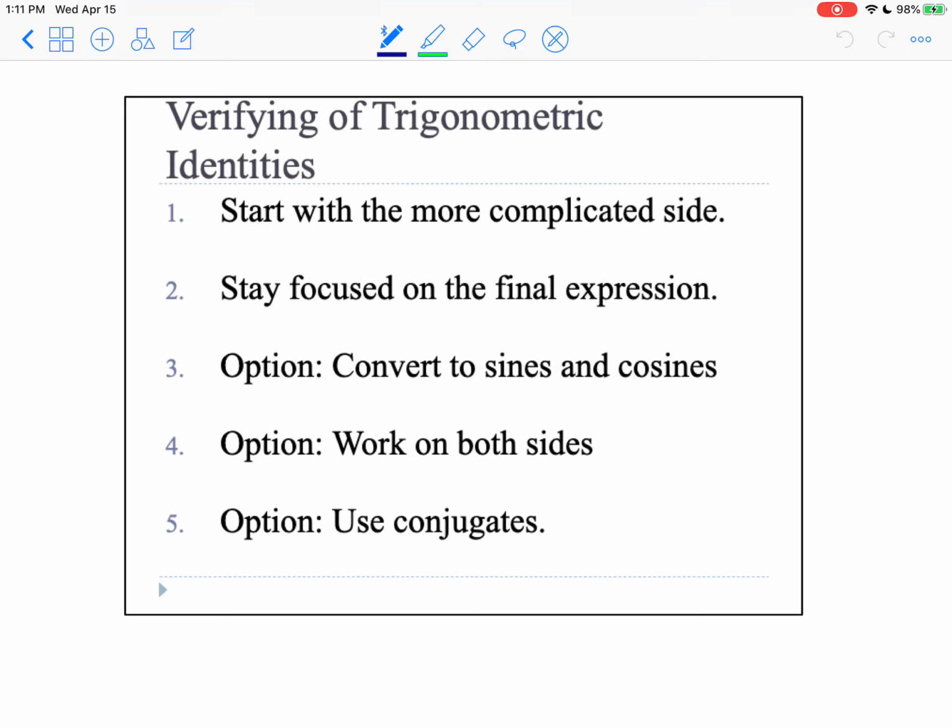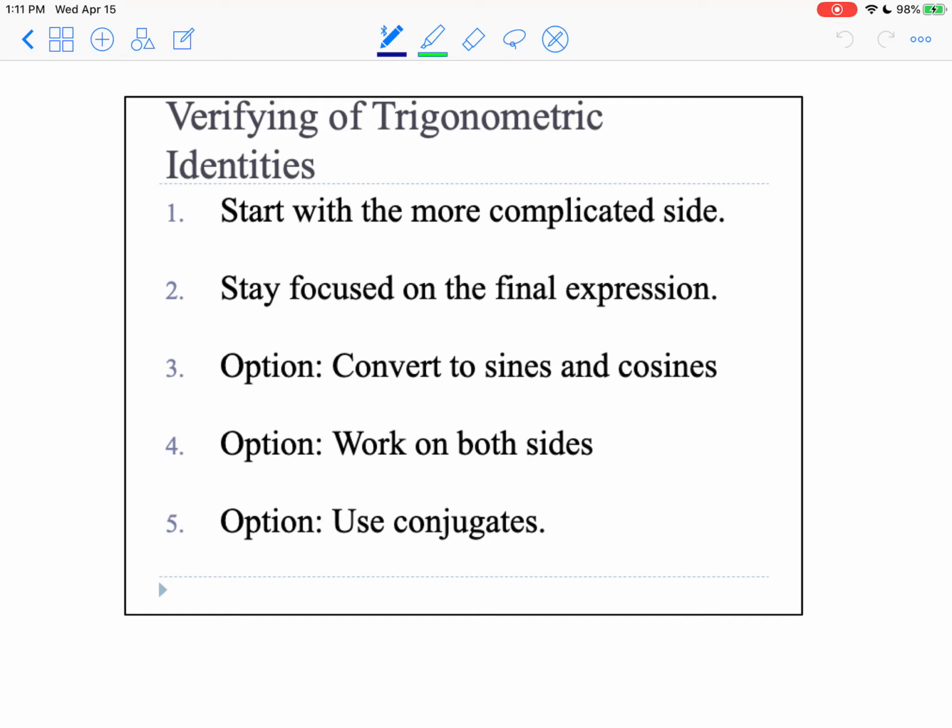Hey everybody, we're back. Before we start actually verifying some trig identities, I want to talk about the strategies that we're going to use. The first two are ones that we are always going to use, absolutely every single time. We're always going to start with the more complicated side, and we're always going to stay focused on what our final expression should be.